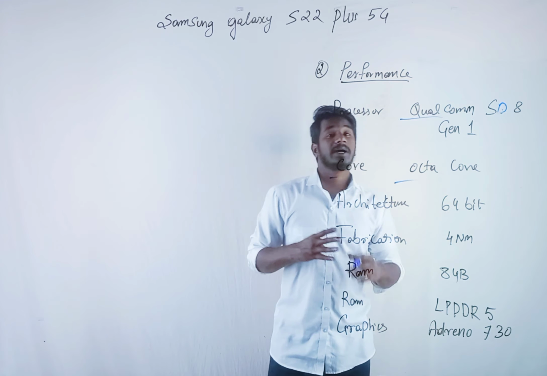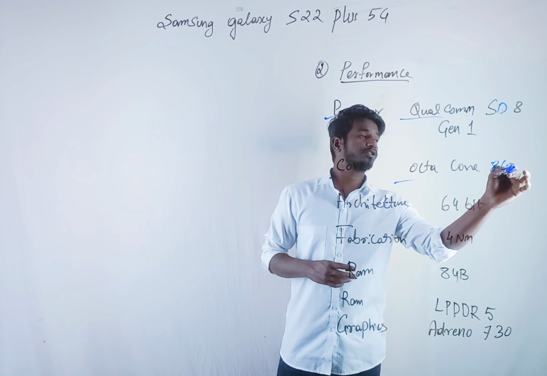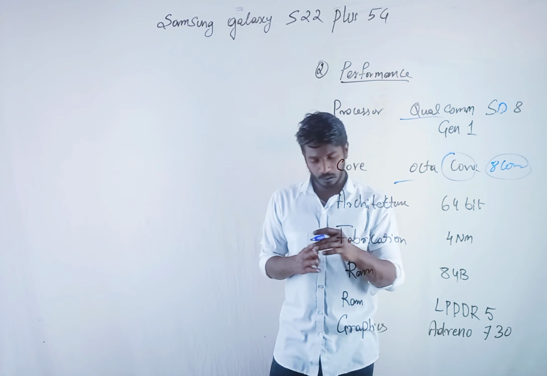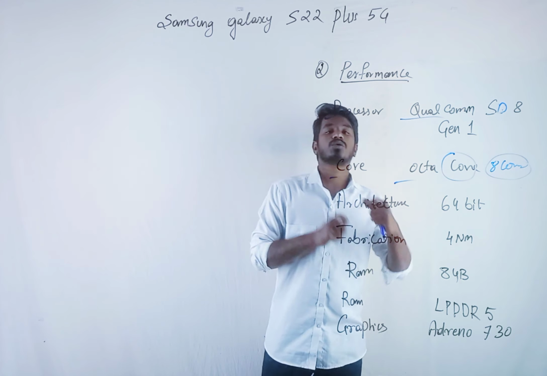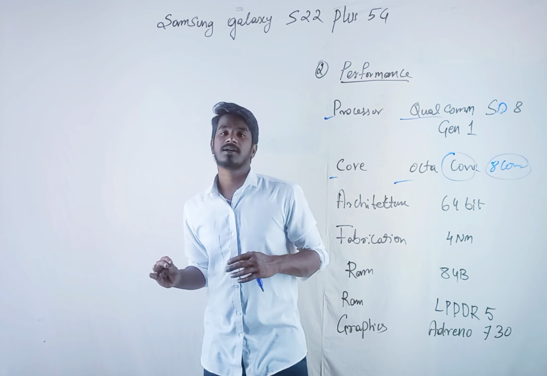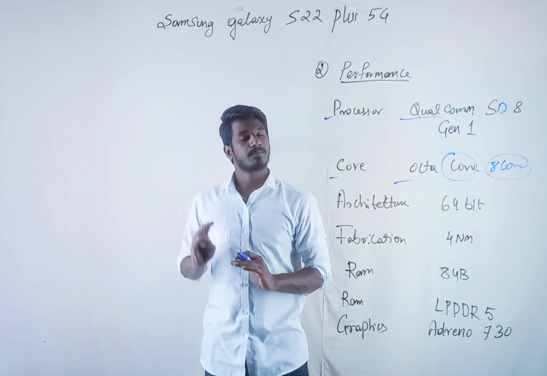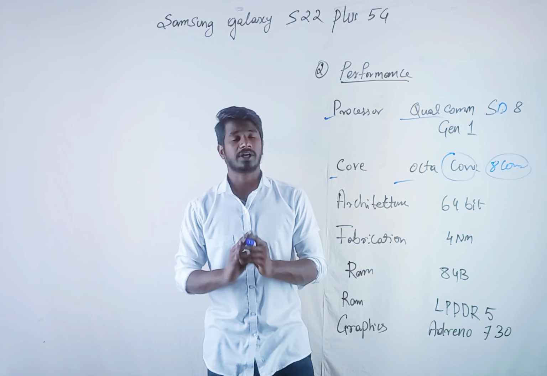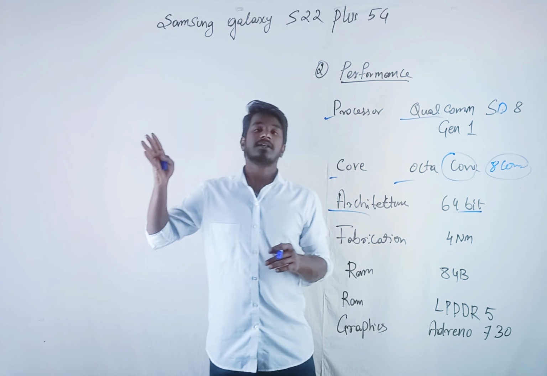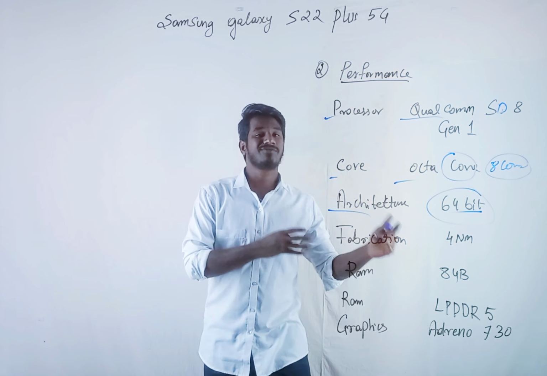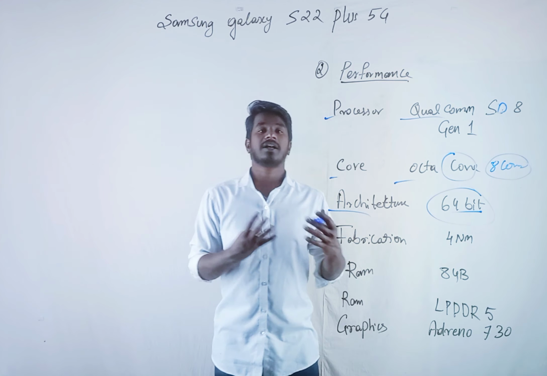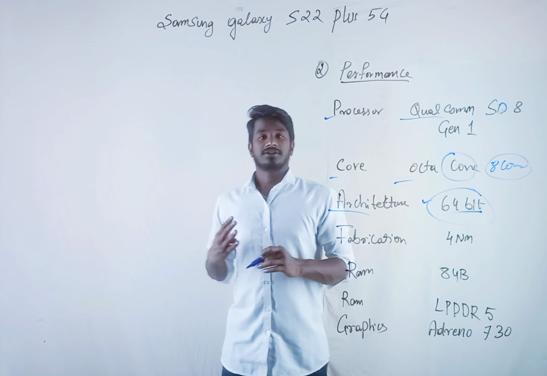Core: the core of this mobile is octa core, that is 8 cores available in this mobile. Simply, if I want to say what you mean by core, if you have more number of cores, that much performance will be there. If you have fewer cores, that means less performance, right? Okay, architecture of this mobile is 64-bit. Nowadays this technology of 64-bit mobiles is getting popular, and more people tend to buy these architectures, right?